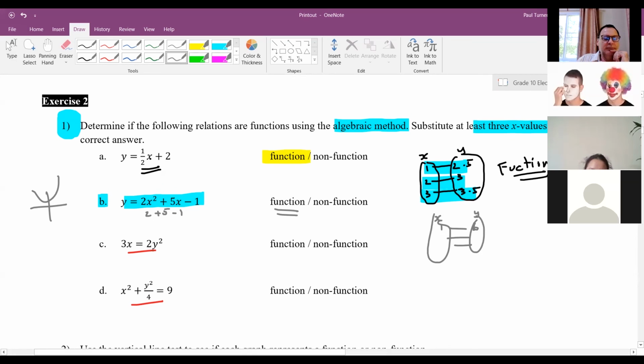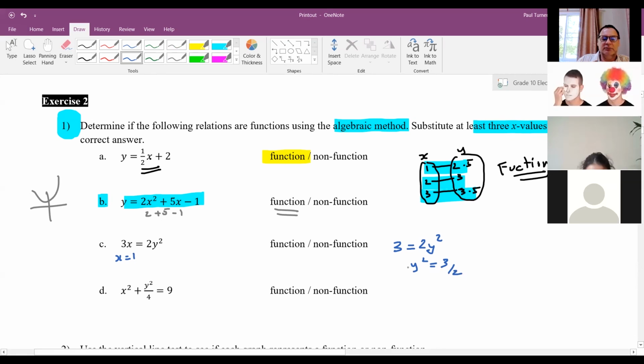So you can do that. But you're going to have a problem with C and D. So if you think about C and D, let's clear that out of the way. So if x is, for example, if x is 1, this can only have one y value. You can't have two or more. So if x is 1, you'll get 3 equals 2y squared. Yes?